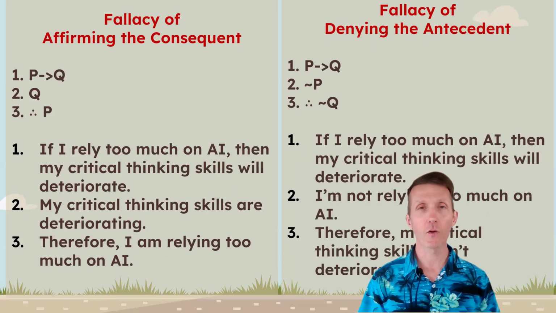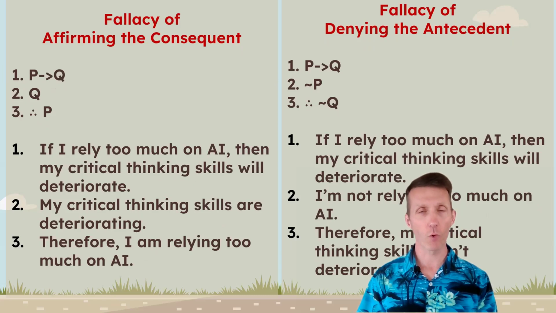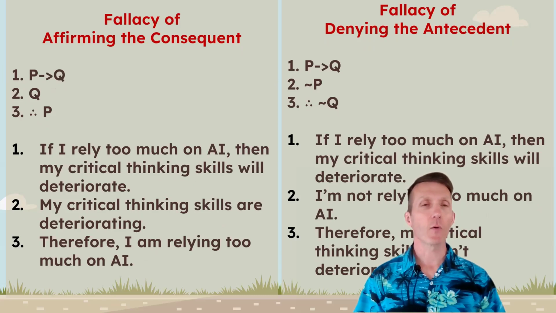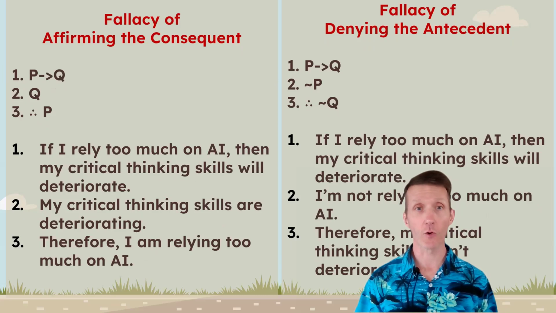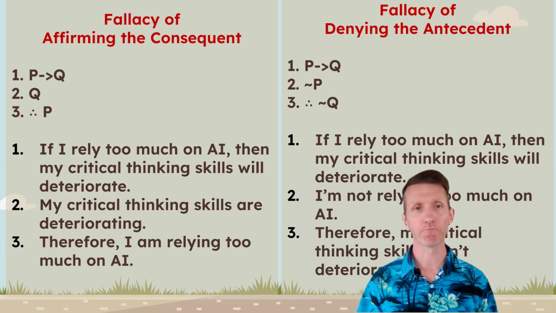All right. Now here are some examples from other areas. Same argument form, fallacious argument form. If I rely too much on artificial intelligence, then my critical thinking skills will deteriorate. My critical thinking skills are deteriorating, therefore I'm relying too much on AI.